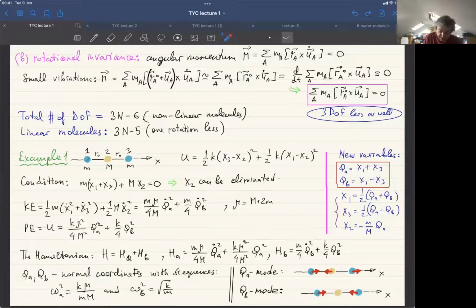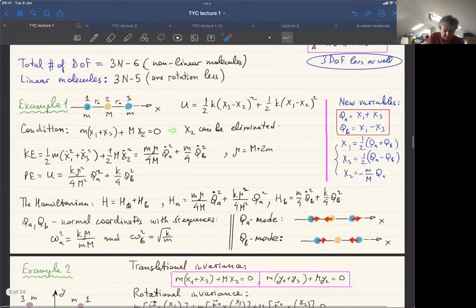So you see, we can straight away write what the frequencies for these two cases are, and they're given by this formula. So you see, we were able to solve this linear problem employing this center of mass condition. And now we can have a look at what these two normal modes would be for these two frequencies.